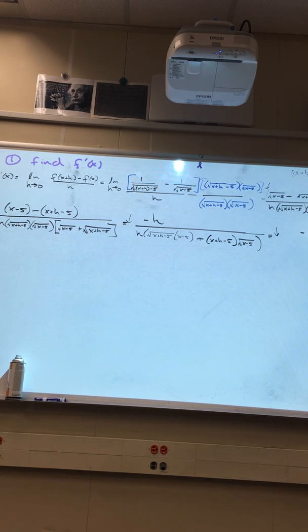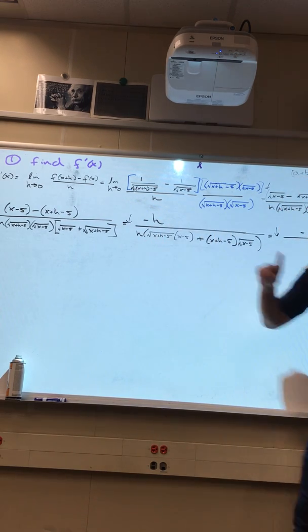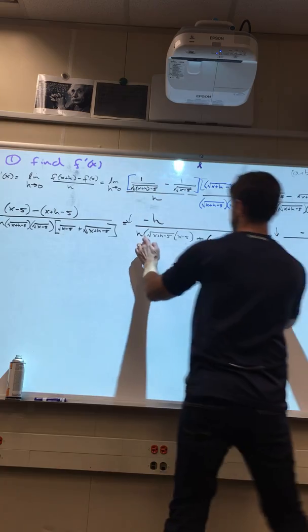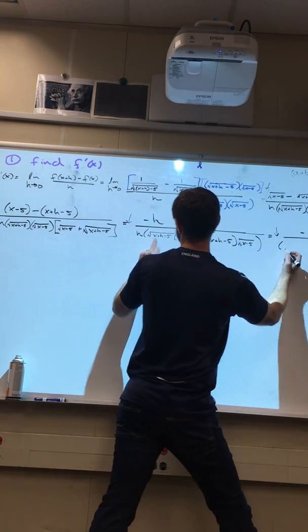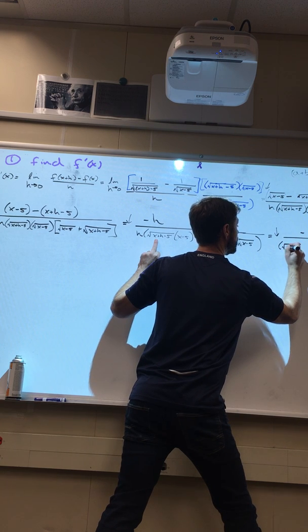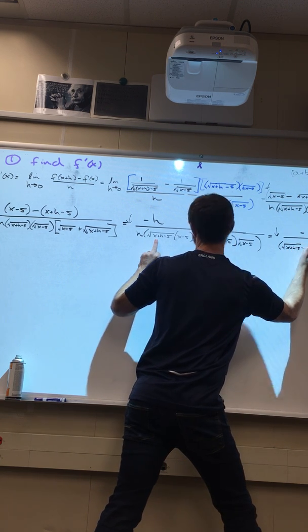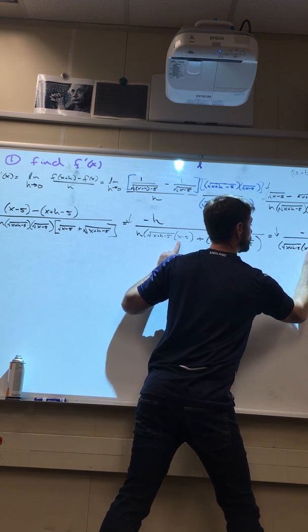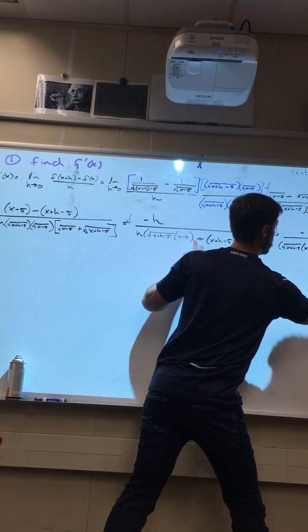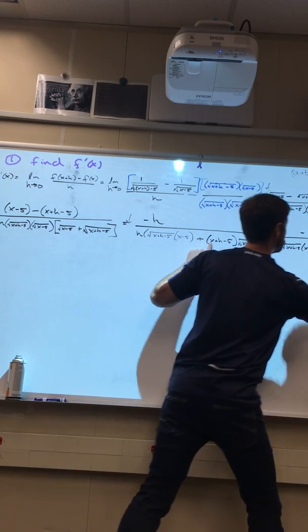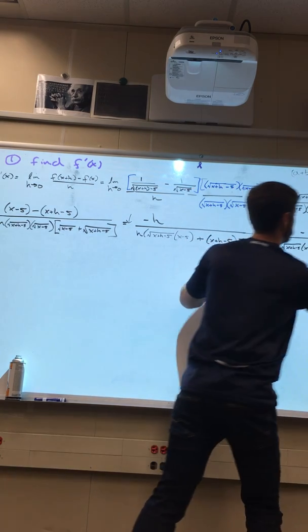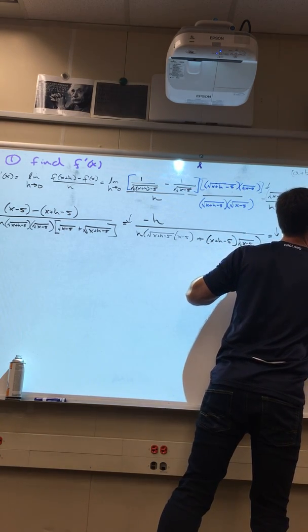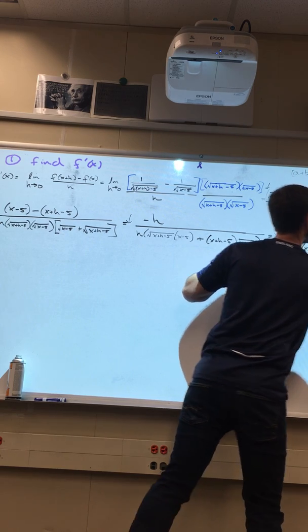So I've got negative 1 over, because how many h's go into h times 1? Over this product, right? Because I've cancelled out my h's, they're gone. So now I just have the square root of x plus h minus 5 times x minus 5, plus x plus h minus 5 times square root x minus 5.